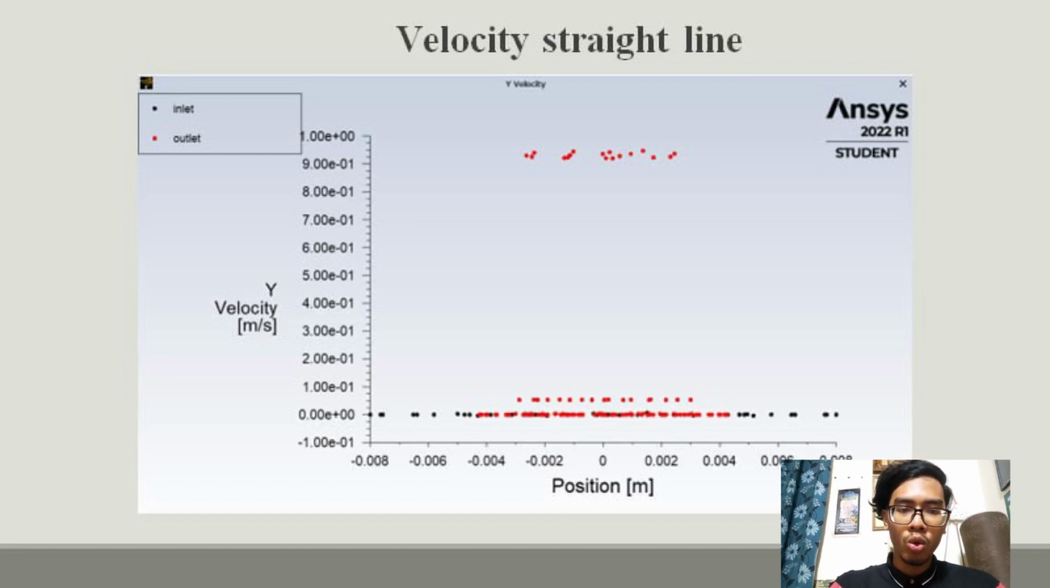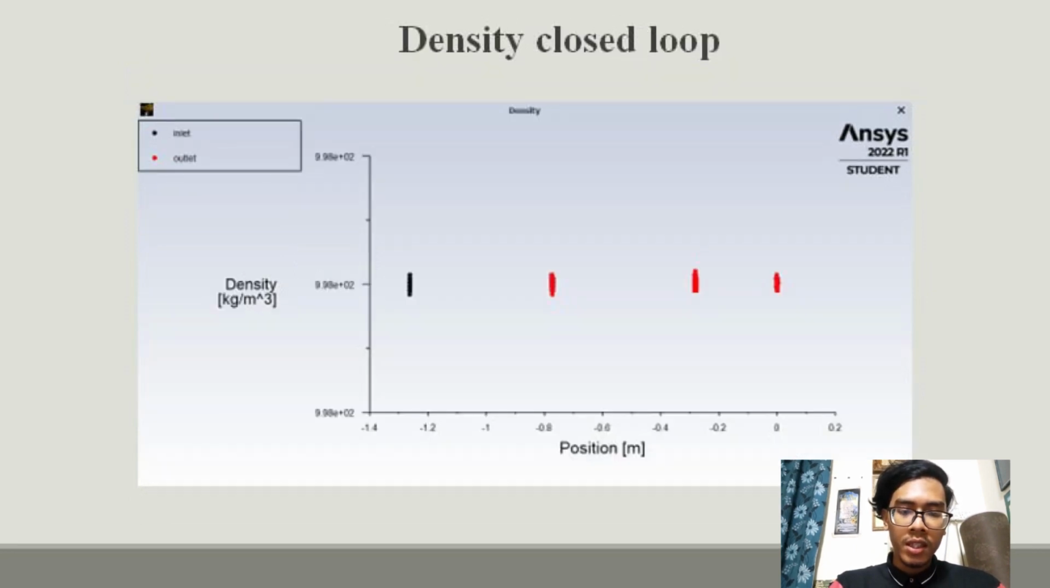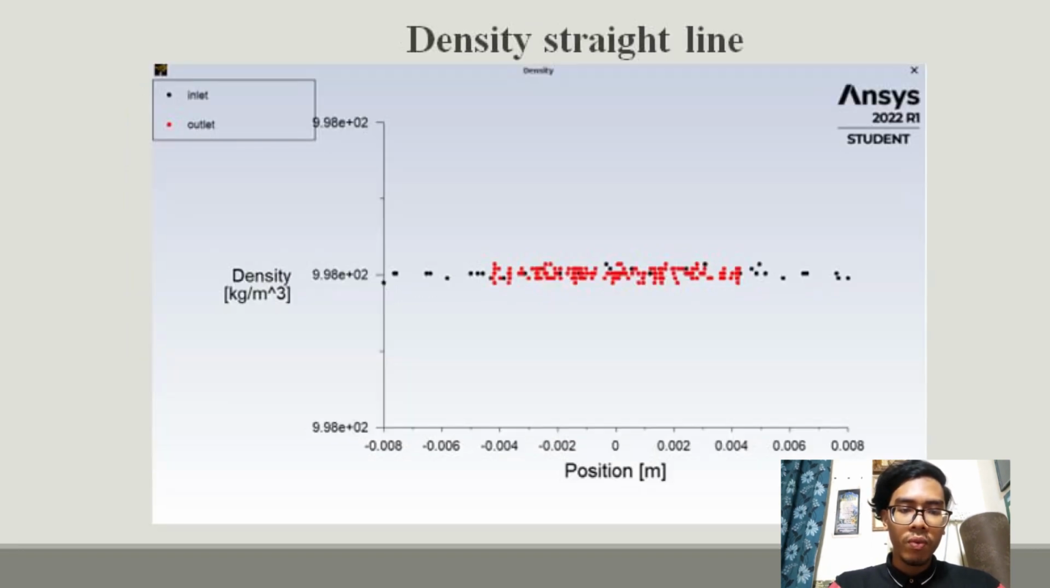Next, for the density closed loop, you can see for the inlet, the density is increased from 9.98 exponent positive 2, and for the outlet, it has 3 positions. So for the density straight line, the outlet point is scattered at the middle, and for inlet point is scattered at the left and the right. The density for the outlet and inlet is, we assume, at 9.98 exponent positive 2.